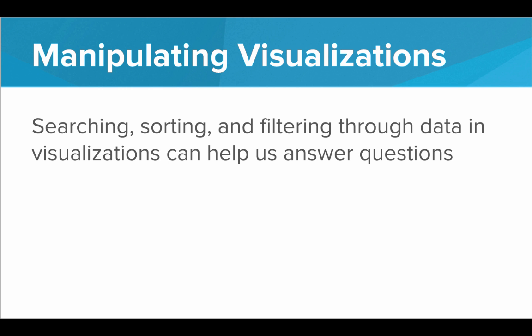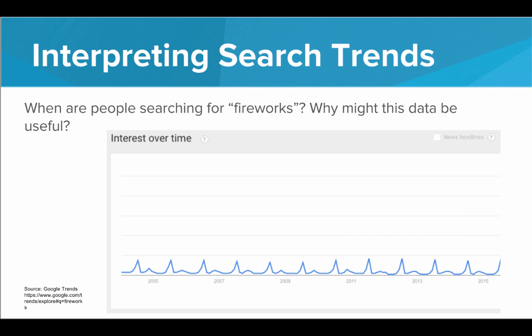It's also very helpful to be able to manipulate these visualizations. If we can search, sort, and filter through the data that's being visualized, this can help us answer questions. So in this example, maybe we want to look at more than just 2005 to 2015. We want to narrow in on a specific year, or maybe we want to broaden this out and have this not be specific to America. Maybe we want this to be just specific to California, or maybe worldwide. So these are ways we can filter and search through this data and manipulate the visualization.